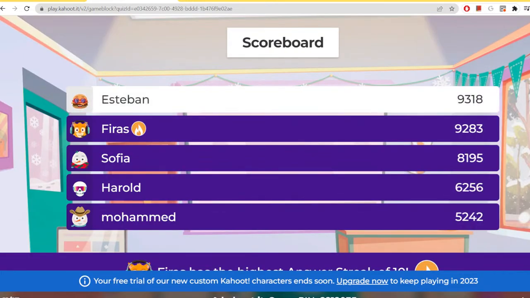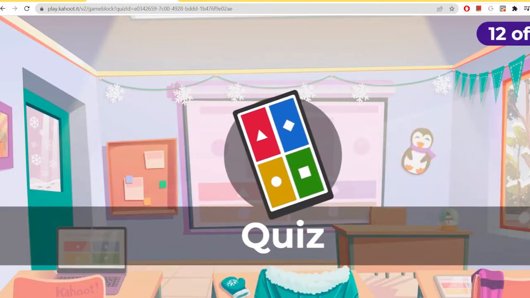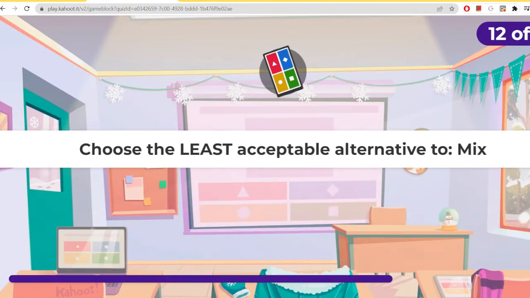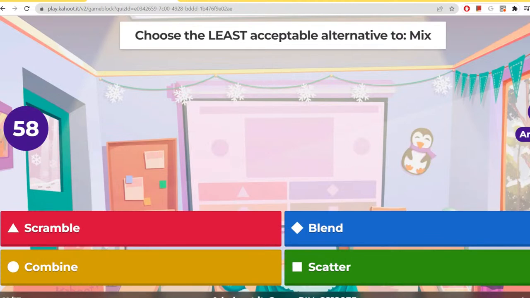This is close. You guys are only, what? I'm bad at math. 25 points apart? That's tight. I like it. It's getting sweaty. All right. Least acceptable alternative to mix. There's a word here that does not really mean mix.